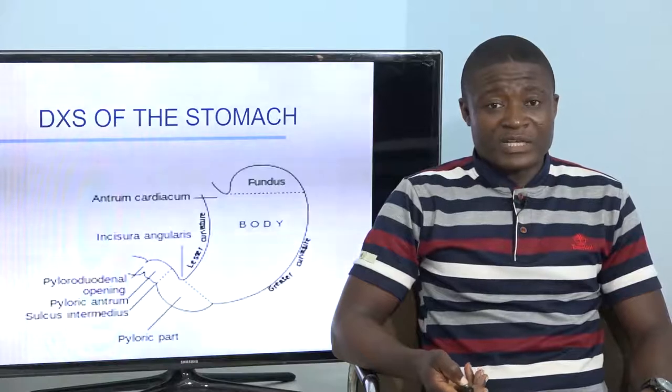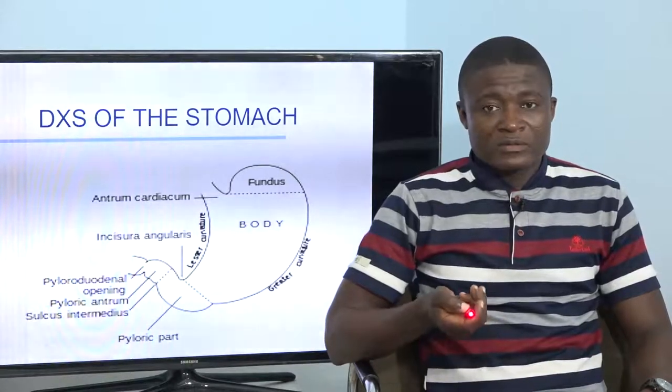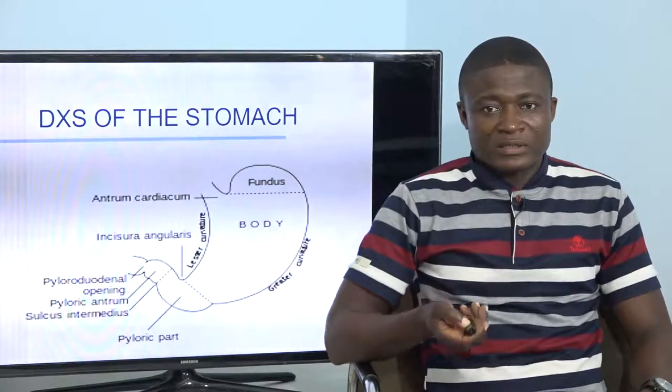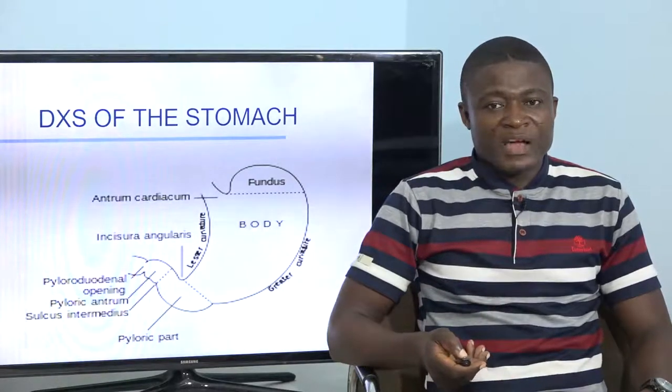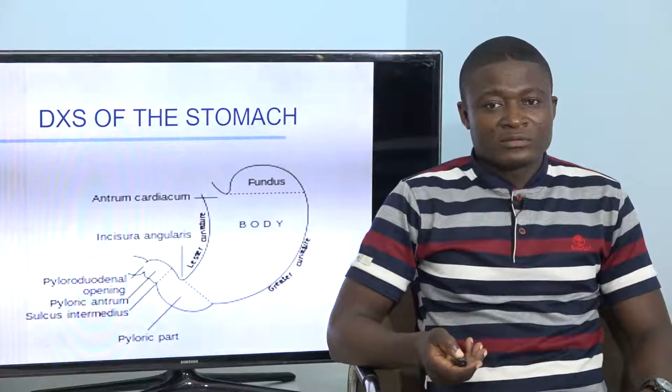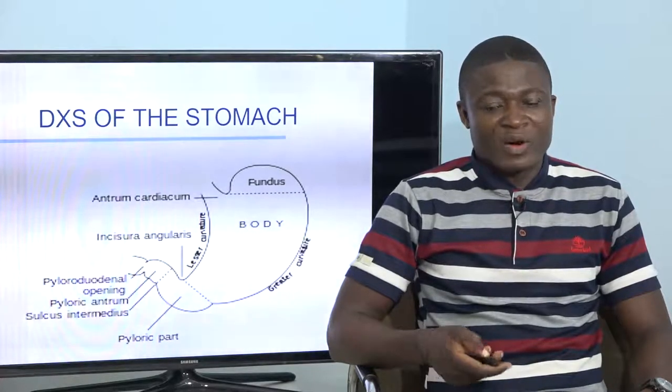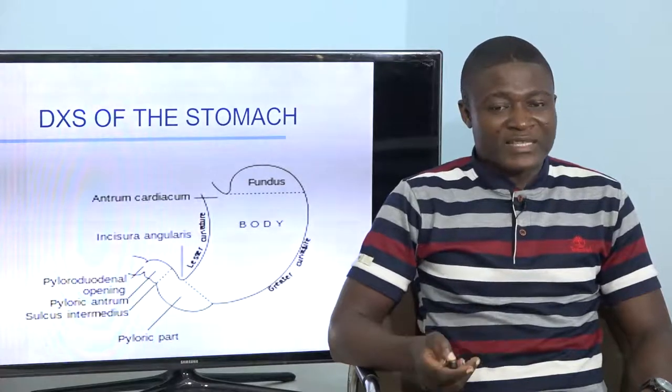So let's look at this structure here. You can see the upper part of the stomach being the fundus. And then we have the body. And then we have the pyloric part, which is the lower part that is connected to the intestines.